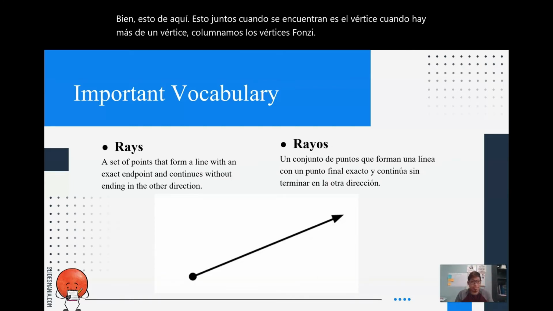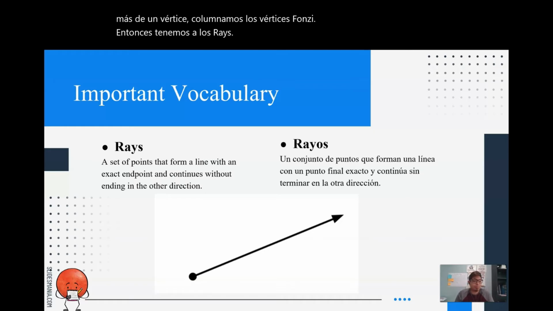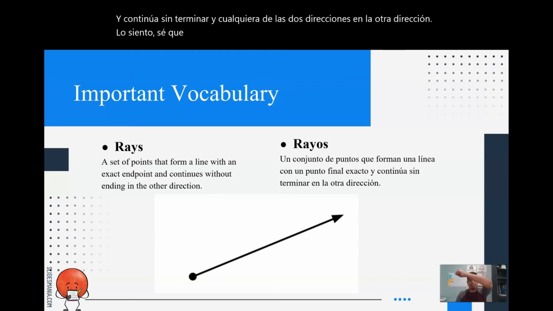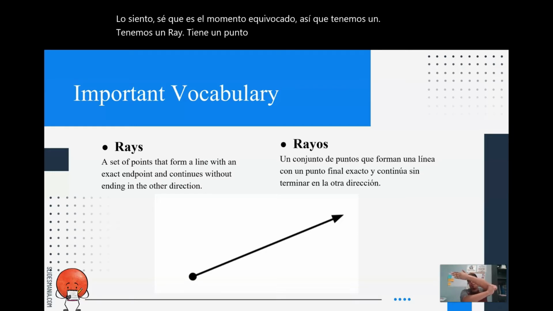Then we have the rays, which is a set of points that form a line with an exact endpoint and continues without ending in the other direction. Sorry, I don't know what's wrong with me today. So we have a ray. It has an endpoint, so it starts here, and then it continues in the other direction forever.